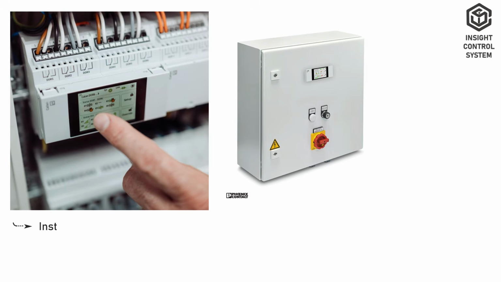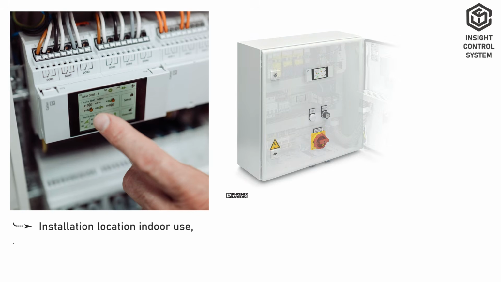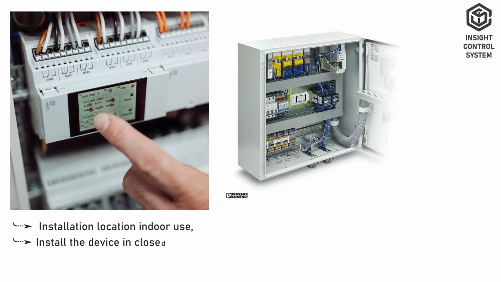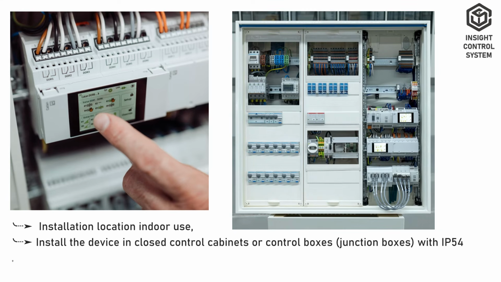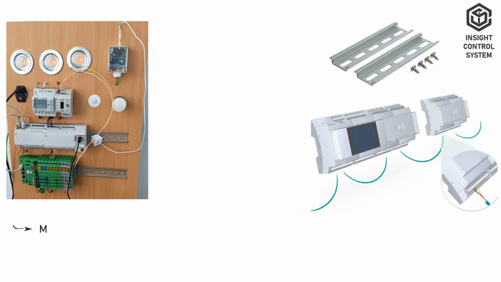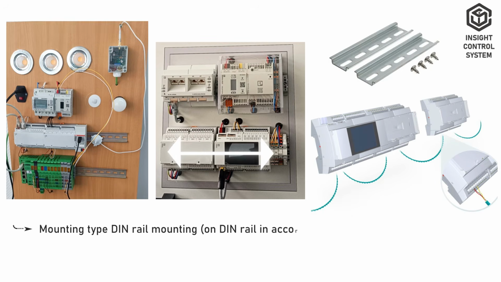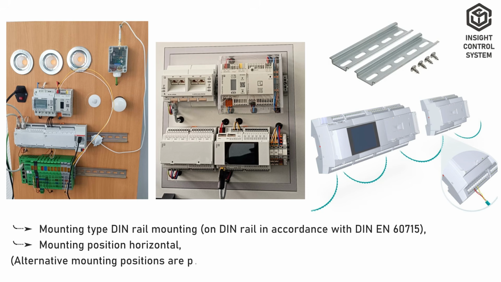Installation. Installation location is indoor use. Install the device in closed control cabinets or control boxes, junction boxes, with IP54 enclosure rating or higher. Mounting type is DIN rail mounting. Mounting position is horizontal. Alternative mounting positions are possible, but can lead to a reduction in thermal performance.